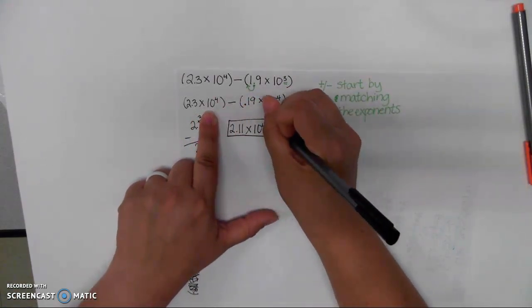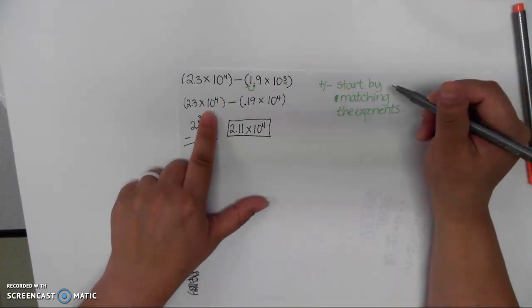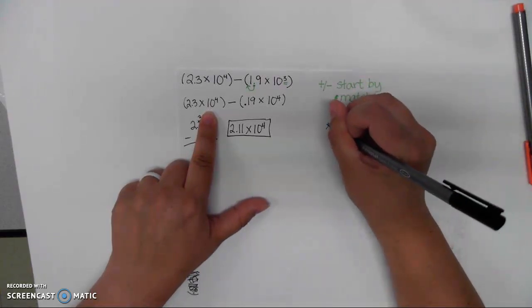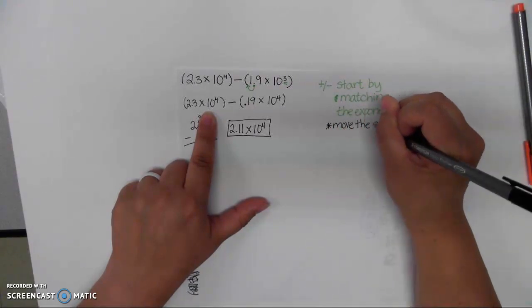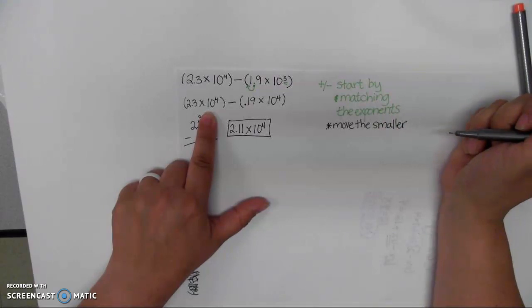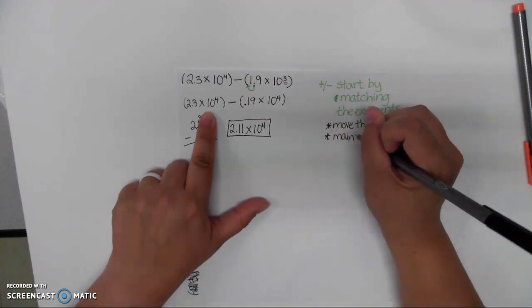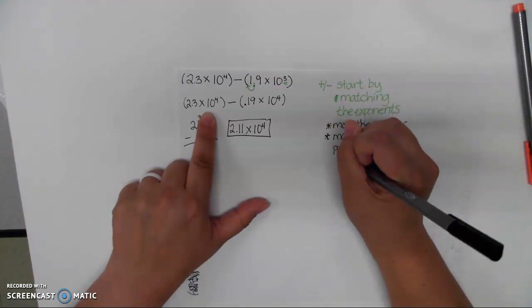So by adding and subtracting numbers in scientific notation, you need to start by matching the exponents, always moving the smaller. And then from there, you can perform your operation and maintain or keep the power of 10.